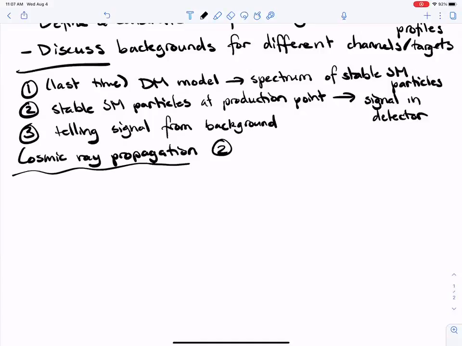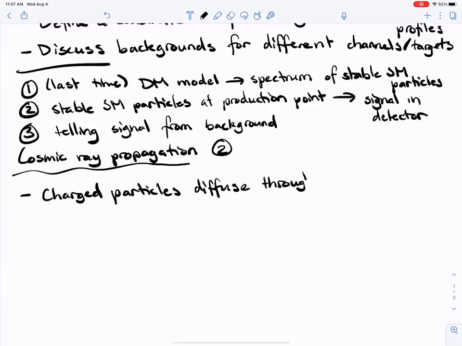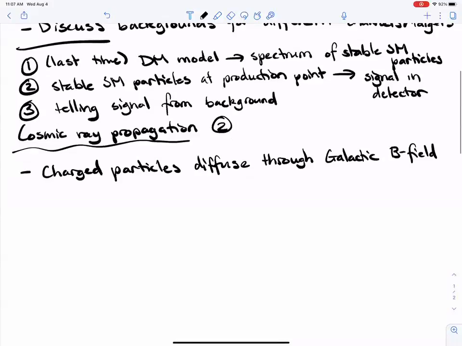Like if it's an ordered magnet, if the B field pointed in the same direction everywhere in the galaxy, then we could say, okay, this charged particle is just going to follow some helical path. But since the magnetic field is actually quite turbulent and random, what you get instead is a diffusive random walk process through the galaxy. So charged particles diffuse through the galactic B field, or more than the galactic B field if they're coming to us from outside the galaxy.